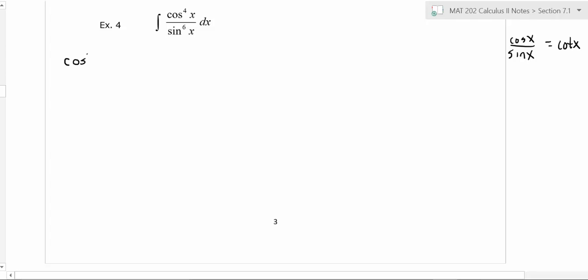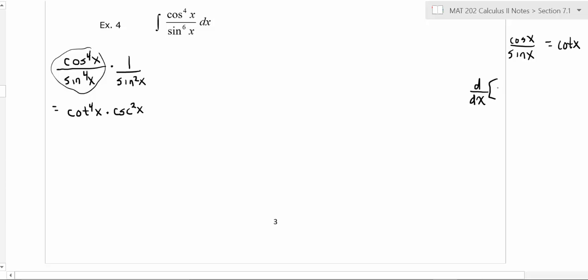I'm going to write this as cosine to the fourth x, and I'm going to split up the sine and write that as sine to the fourth x times 1 over sine squared x. Now that thing is going to be the cotangent, so this is going to be equal to cotangent fourth x. Then I'm going to write this as a cosecant squared x. Now here's what I'm looking at. One thing that I know is that if I take the derivative of the cotangent of x, remember that is equal to negative cosecant squared x. So that's the thought that I'm going to use on this.